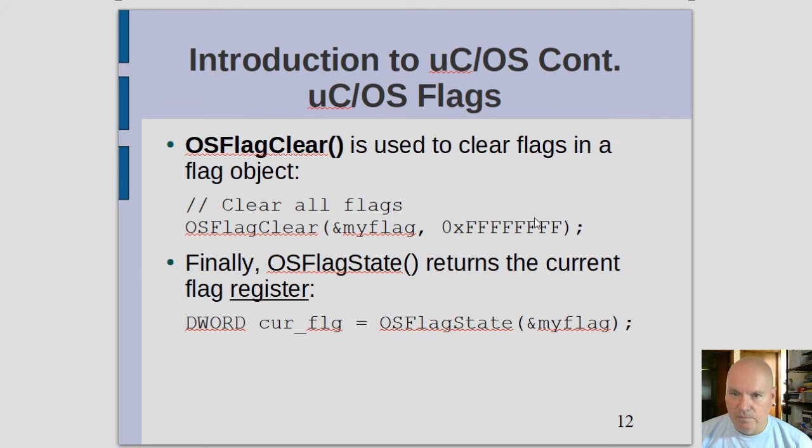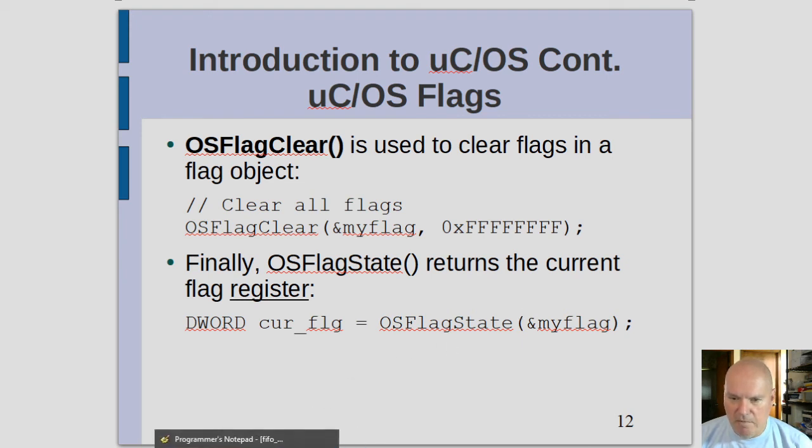Okay. You use OSFlagClear to clear the flags in a flag object, and then you can check the state without actually waiting on a particular bit to be set using OSFlagState. Okay. I think that's all the new routines that I wanted to talk about. I think this is coverage of everything you need for the next project.